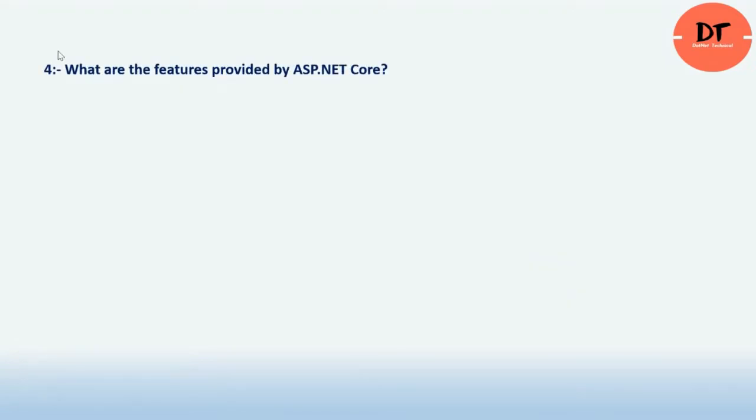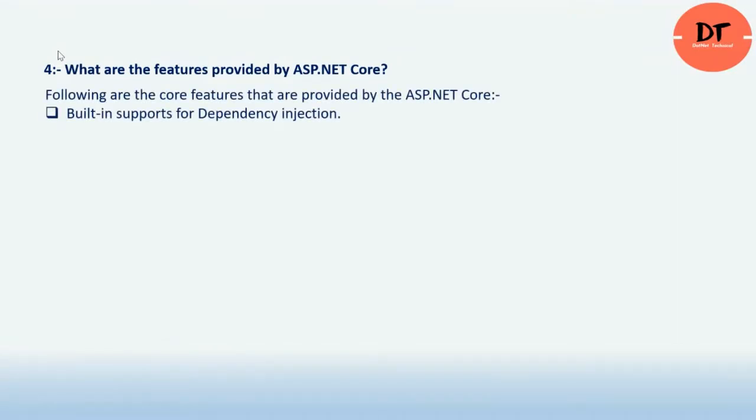Next one, what are the features provided by ASP.NET Core? Or we can say, what are the advantages of ASP.NET Core? Following are the core features that are provided by ASP.NET Core. Built-in support for dependency injection, meaning we are not using any third party for achieving dependency injection in ASP.NET Core, unlike ASP.NET or ASP.NET MVC. Single programming model for MVC and Web API. In ASP.NET Core, MVC and Web API merge into one.